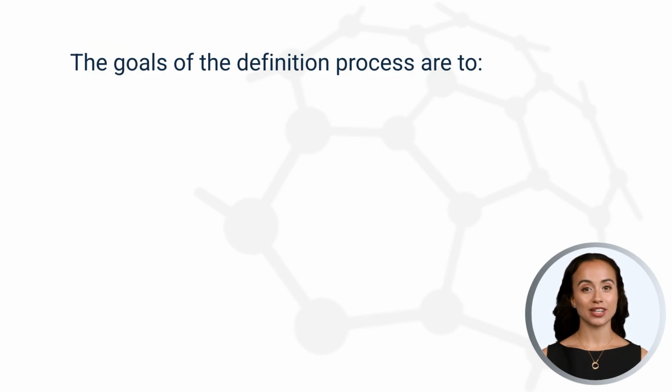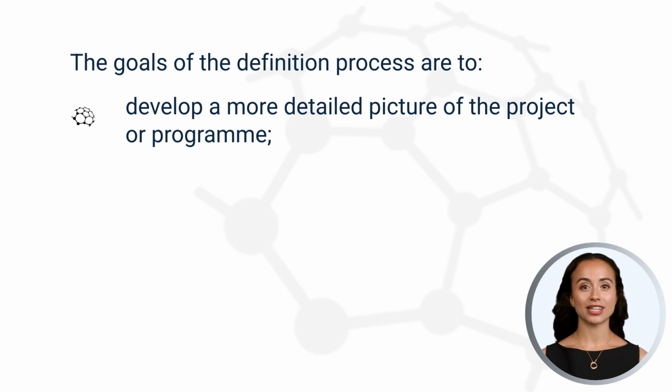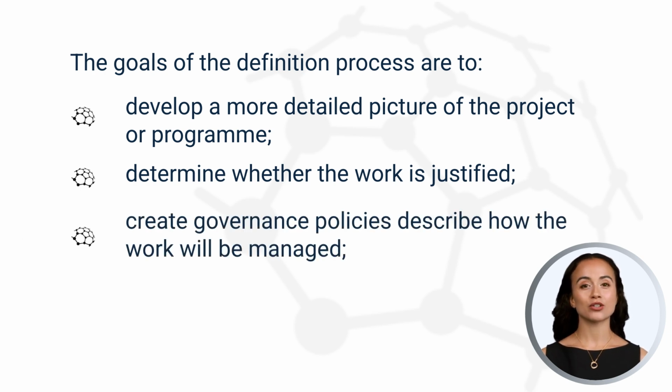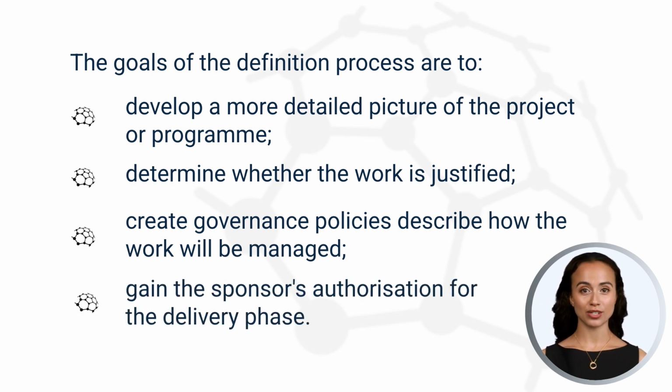The definition process has 4 goals. These are to build on the work done in the identification process to define the content of the project or program in as much detail as is practical. Establish the value of the work and what it will cost to deliver. Document the approach that the wider team should adopt when performing the functions of project management. Provide sufficient information for the sponsor to commit to starting the work.